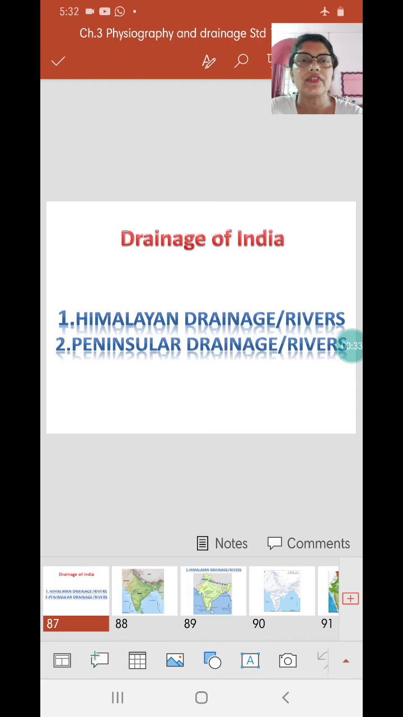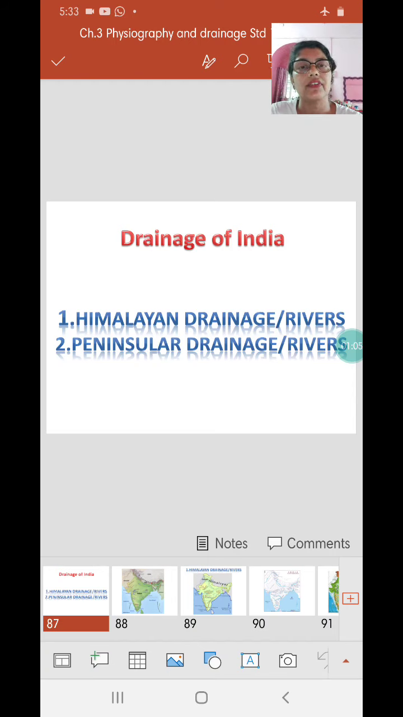The drainage of India consists of two divisions, namely the Himalayan drainage or the Himalayan rivers and the peninsular drainage or peninsular rivers. The Himalayan rivers originate in the Himalayas and the peninsular rivers originate in the peninsular region of India. Another major distinction between the two: Himalayan drainage is perennial. So all the rivers originating in the Himalayas are perennial rivers.